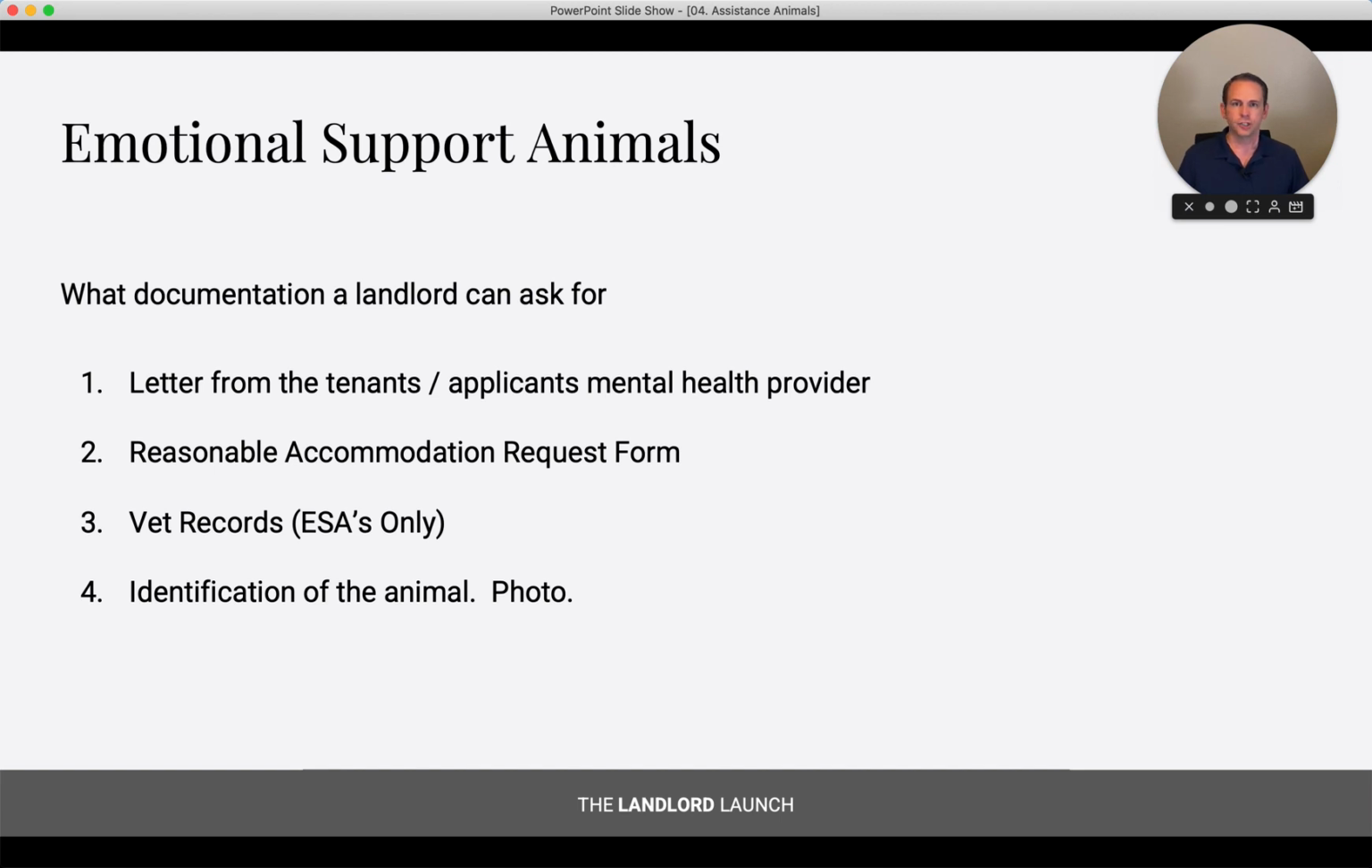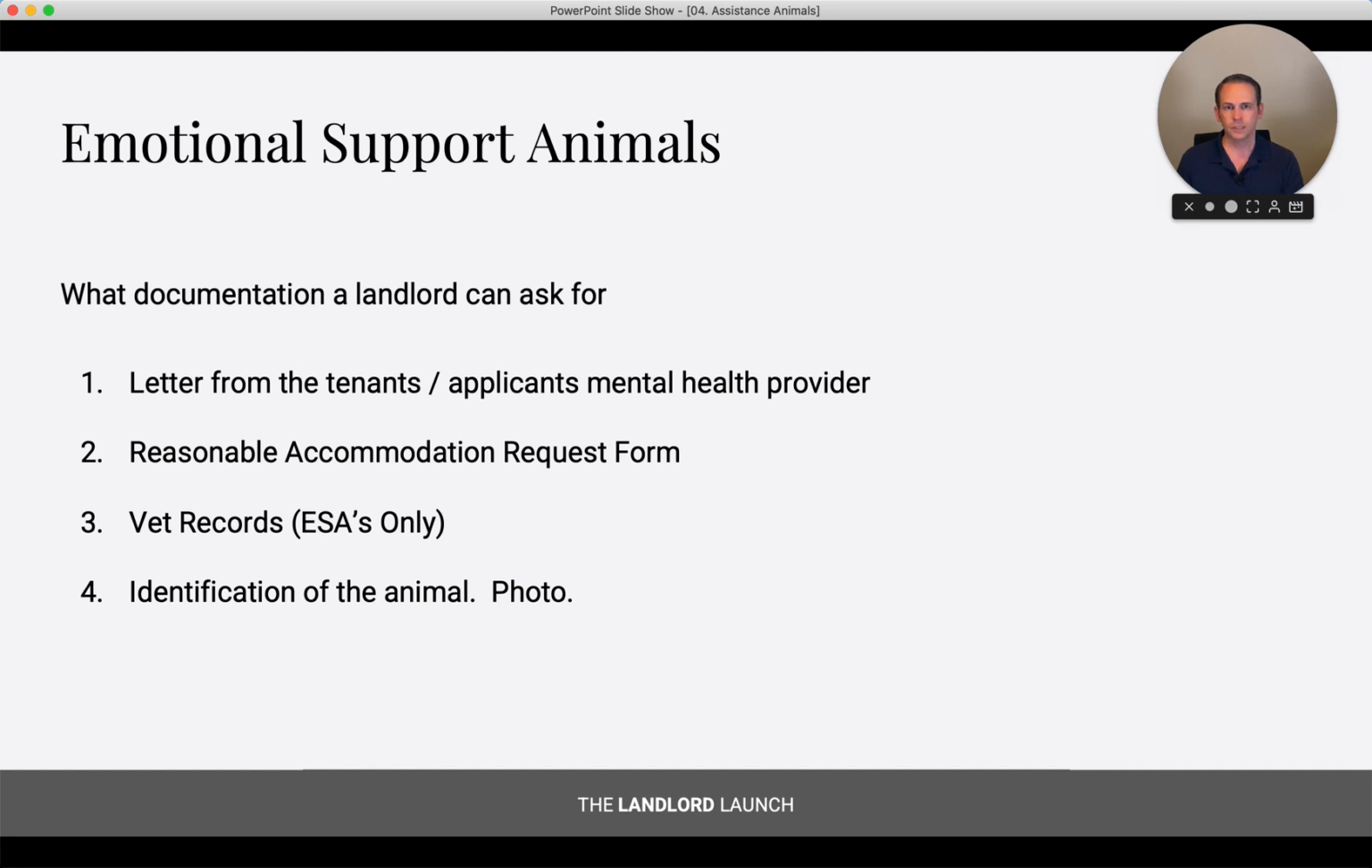Now, as far as documentation, you can ask for that letter from the tenant, the ESA letter. Again, it needs to be from, theoretically, a licensed mental health provider, somebody working with that person with their disability, that knows their disability and knows them, and can prescribe that legally for them. Next, you can ask for that reasonable accommodation request form to be completed and given to you.